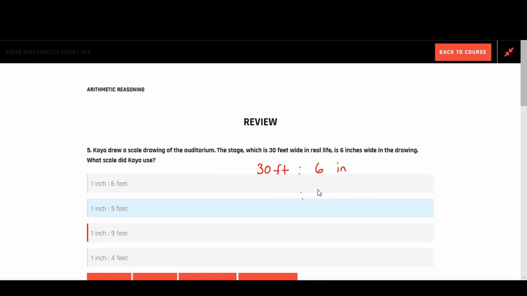6 divided by 6 is just 1. 30 divided by 6 is 5. So the scale is 1 inch corresponds to 5 feet. Okay? All he did was use the scale that was given and then simplify it so that it's standardized in 1-inch increments. Okay? So that's that one. Fairly straightforward.